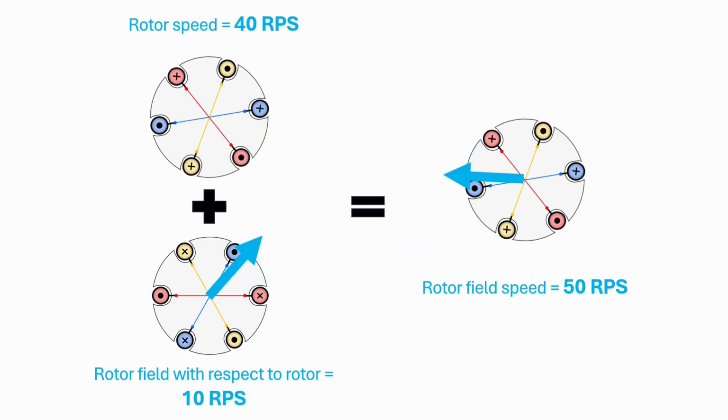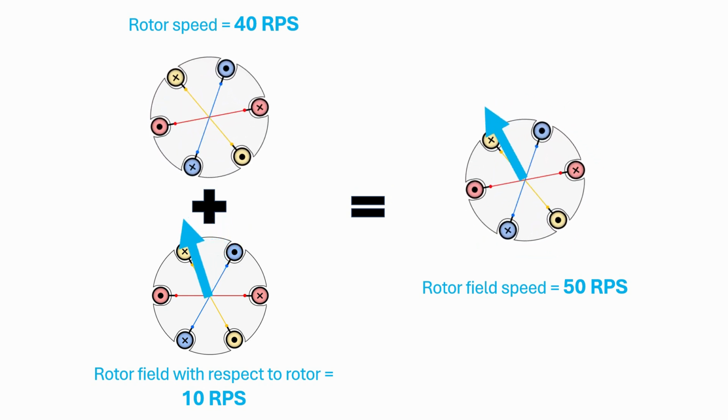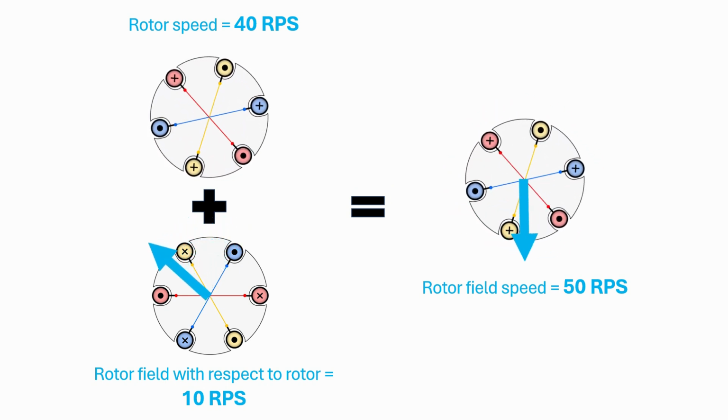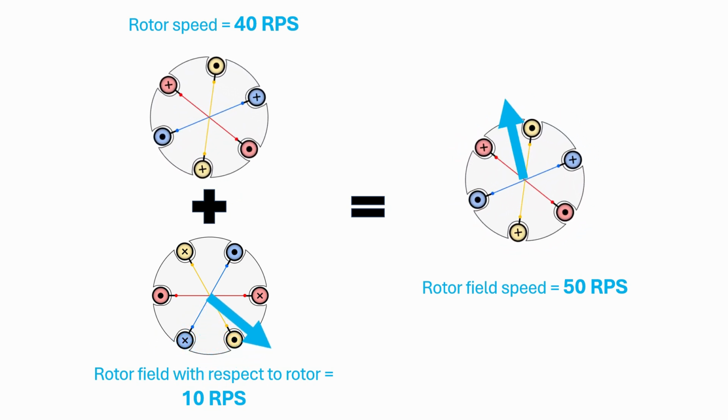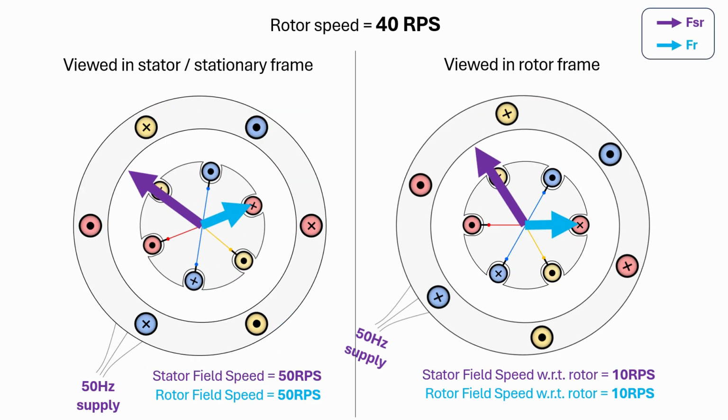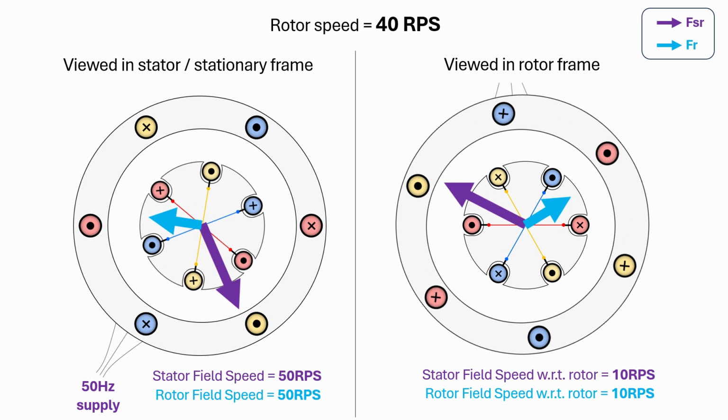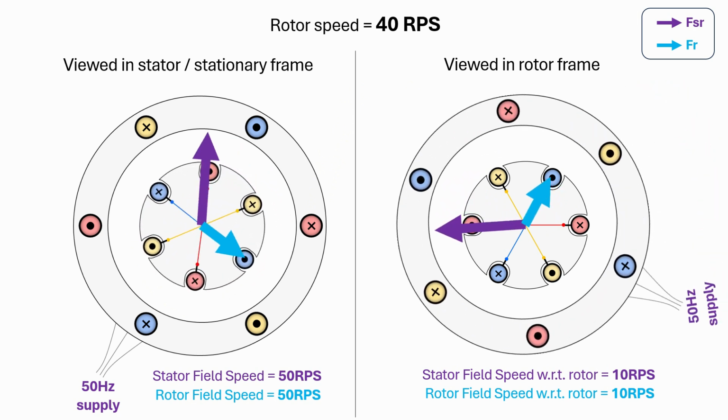For the rotor speed of 40 RPS, we have seen that the rotor field rotates with 10 RPS with respect to the rotor. Thus, the net speed of the rotor field comes from the addition of the mechanical speed of the rotor, which is 40 RPS, plus the rotation of the rotor field due to induced currents, which is 10 RPS, giving us 50 RPS. Thus, we have the rotor field rotating at the same speed as that of the stator field, enabling constant torque production.